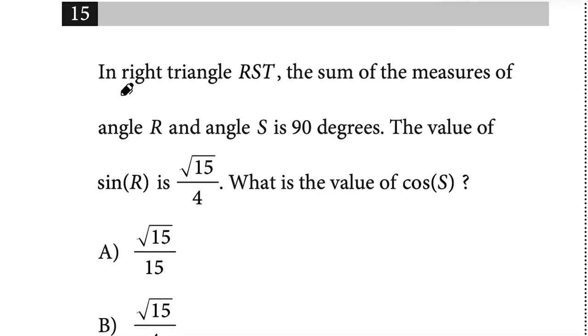Number 15. In right triangle RST, one angle is of 90 degrees. The sum of the measures of R and S is 90 degrees. So if RST is a right-angled triangle with one angle of 90 degrees, and R and S sum to 90 degrees, then the third angle T is the 90-degree angle. That means this triangle is right-angled at T.